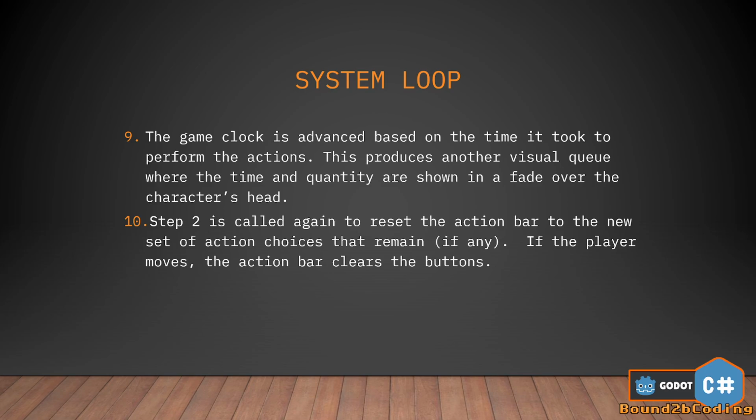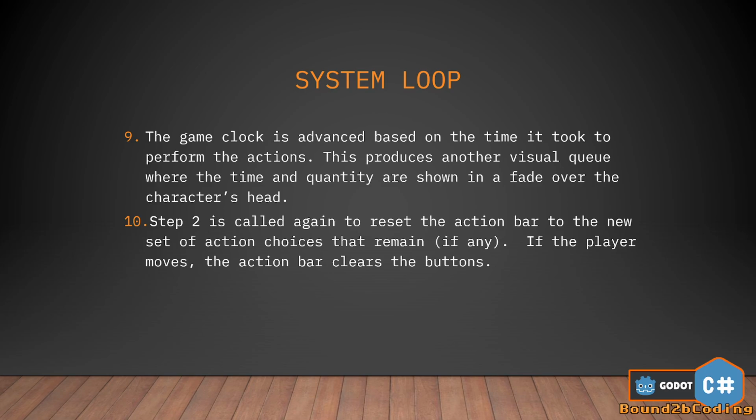But when the player performs an action, of course, that action needs to be tracked, and we need to subtract or add time to the game clock to reflect the time it took to perform that action. And this produces a visual cue where the time and the quantity are shown in a fade out over the character's head, and you'll see that. And then step 2 is called again to reset the action bar to the new set of actions.